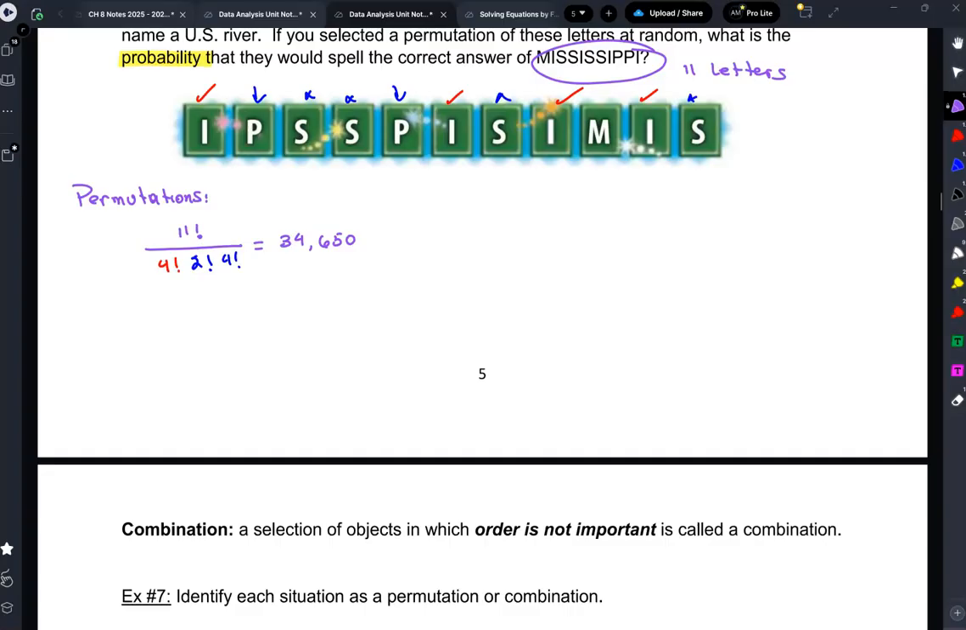But how many of those arrangements is what we want? Just one, just the Mississippi. So the probability is 1 out of this. No. It'll be 4 times 2 times 3 times 1 times 8 times 6 times. It repeats, okay?